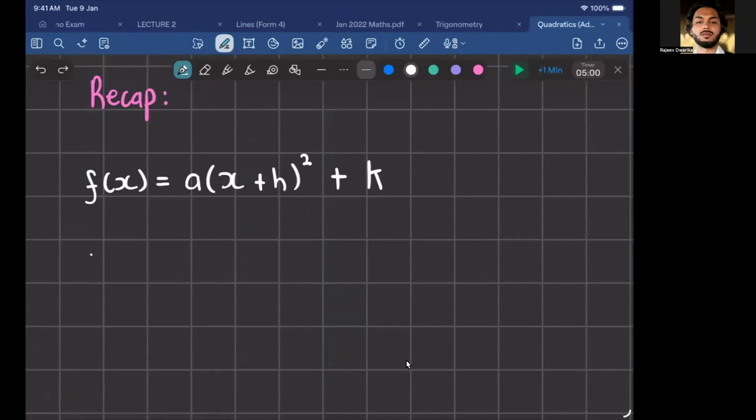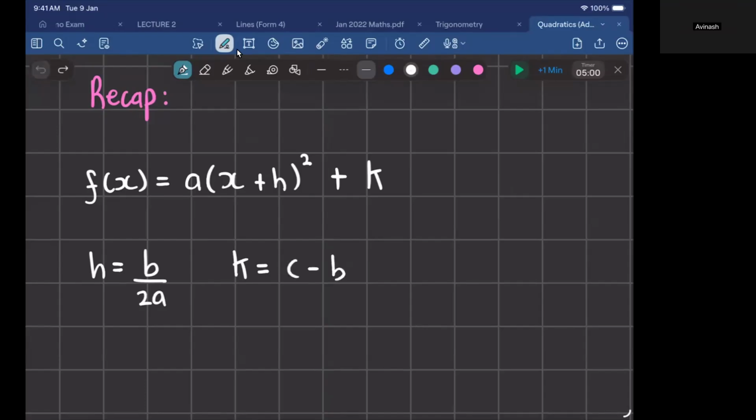Next thing, you need to know what h is. Do you remember the formula for h? Wasn't h a over b or something else I was thinking? No, it was b over 2a. Ah, b over 2a. And what was k? That was ab. No, Serena, I want you to tell us what k was. K was c minus b squared over 4a. Yeah, c minus b squared over 4a. Avinash, please remember these formulas. So we have h and we have k.